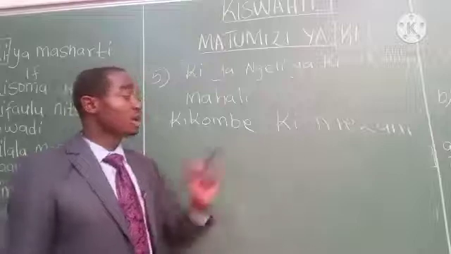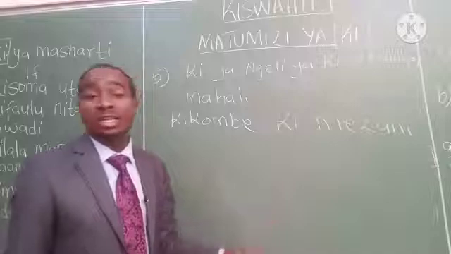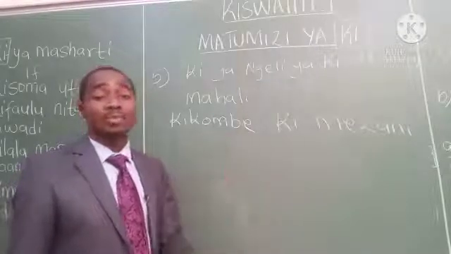So when we just use here, see, kikombe ki mezani, actually, it is a short form of kikombe kiko mezani. So we just say kikombe ki mezani. Sawa.